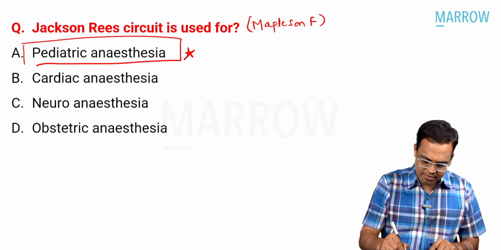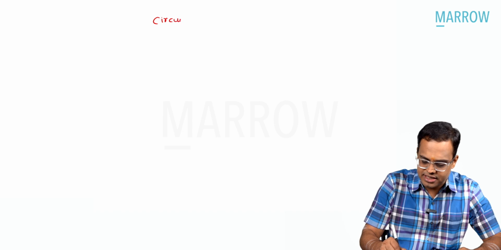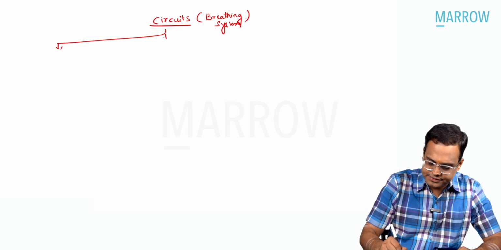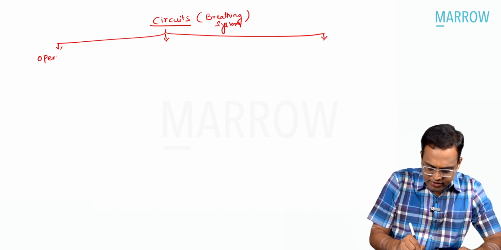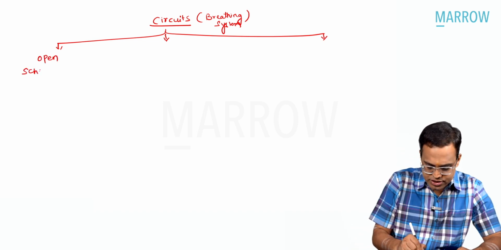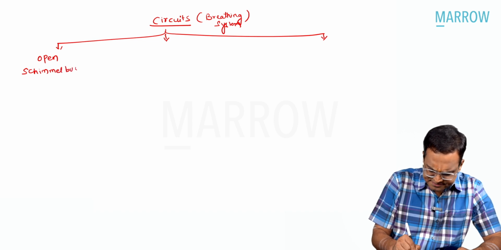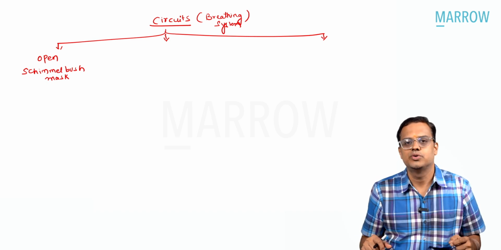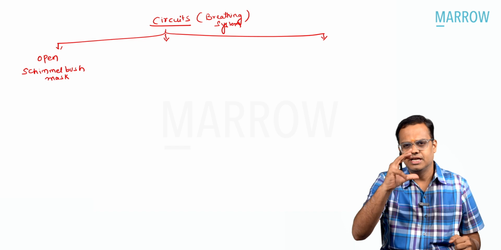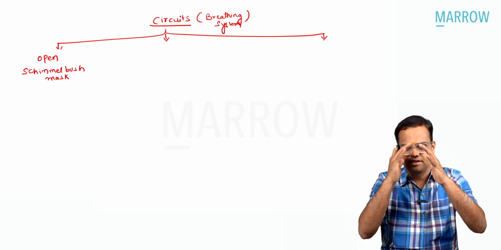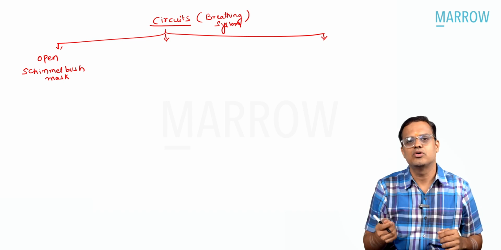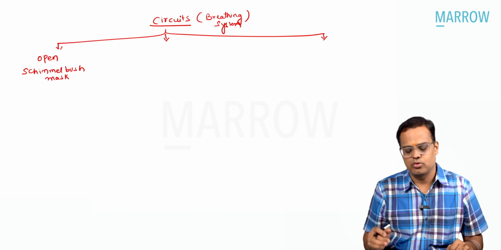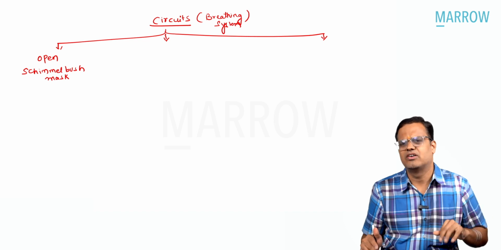The circuits, also known as breathing systems, are basically classified into 3 categories. The first is the open circuit. Of late we are not using this open circuit. This is called the Schimmel-Busch mask. I am not showing the image, but in the video section we have already shown it. It is like the guard we use in cricket. It has a mouthpiece, and you put it on the nose and the mouth. You cover it with a gauze piece and put some ether and chloroform, and the patient will be anesthetized over it. Of late we are not using open circuits.